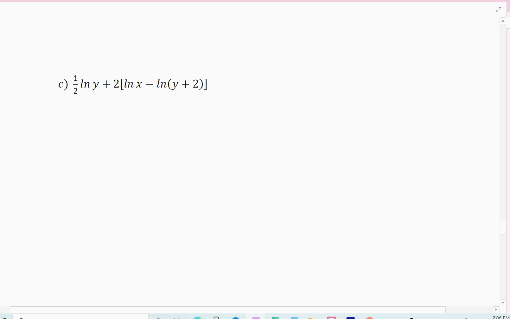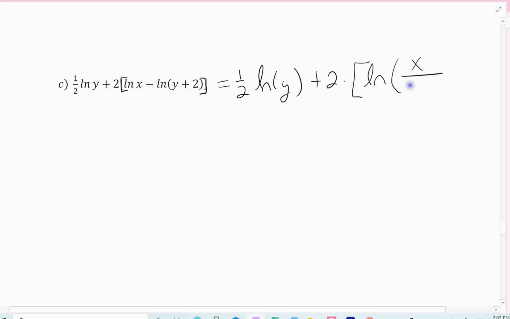So I've got one half the natural log of y plus, and don't forget these brackets here, they're really easy to miss, the natural log of x minus the natural log of y plus 2. I have to start inside, following order of operations. So I have one half the natural log of y plus 2 times, working inside the bracket, the natural log of x minus the natural log of y plus 2. This can be rewritten as a division: x divided by y plus 2.